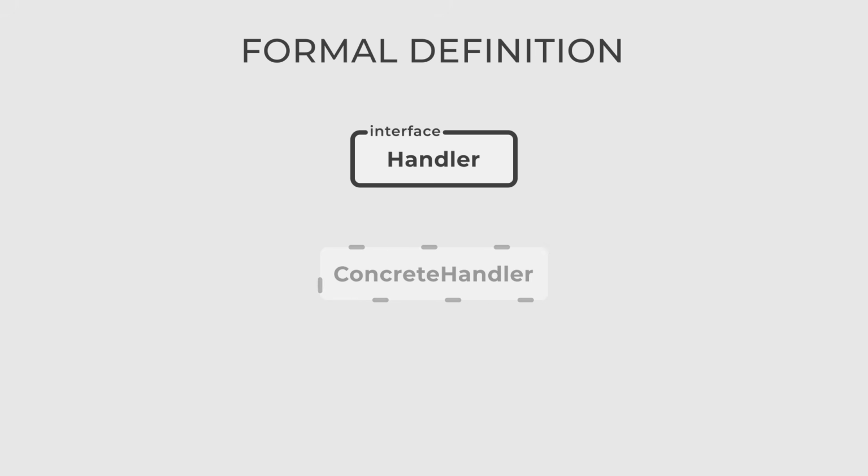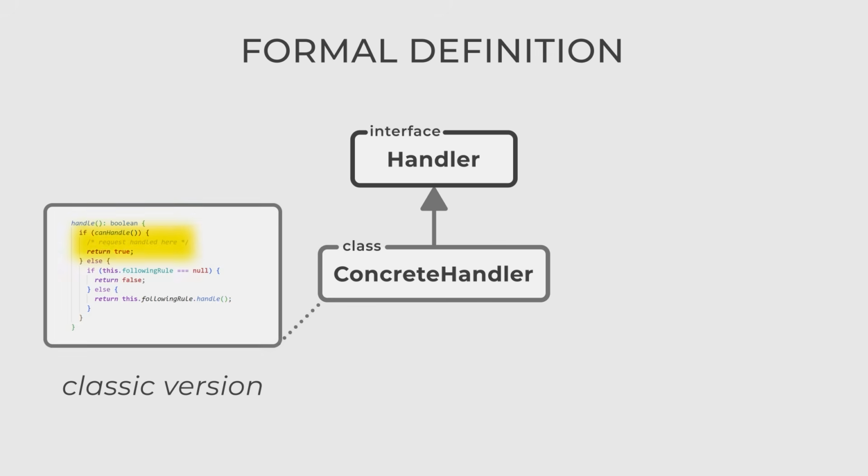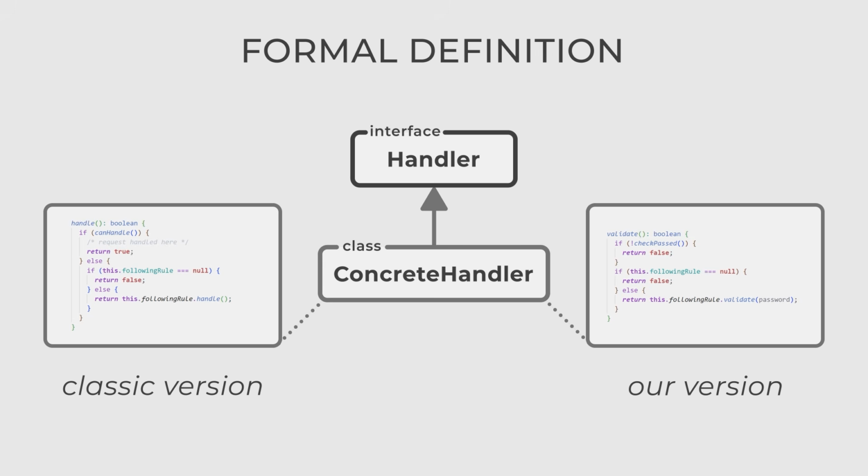This design pattern has 2 actors, handler and concrete handler. The first is an interface that defines a common interface for handling requests. It contains a reference to the next handler in the chain. Concrete handler is a subclass of handler that implements special request processing logic. A classic design pattern can either process the request or pass it on to the next handler in the chain. In our variation, it should do both, process the request and pass it to the next handler.